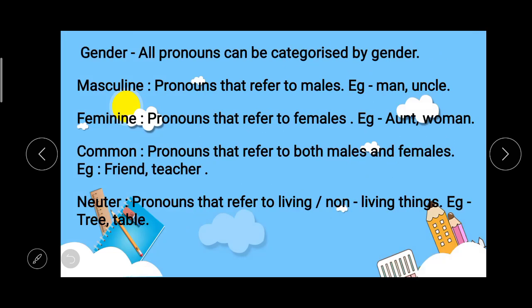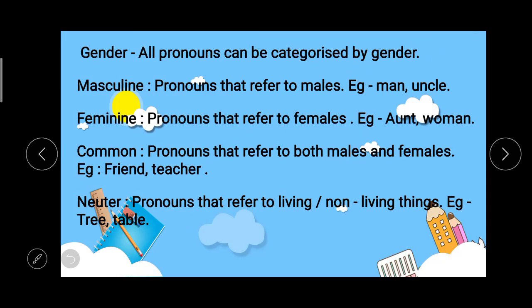So the first gender, that is masculine, refers to the males, for example man, uncle, etc. Number two is feminine, which means pronouns that refer to females, for example aunt, woman, etc.